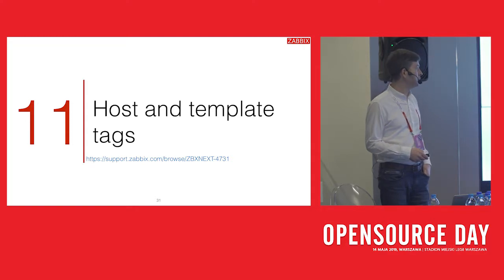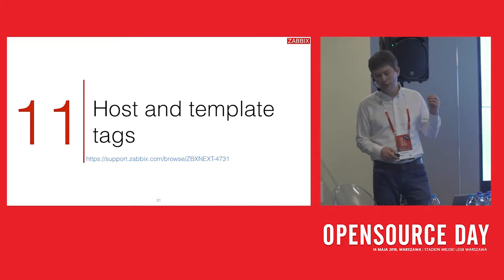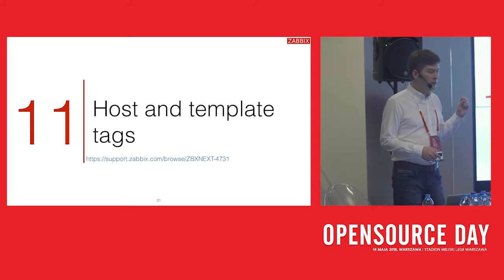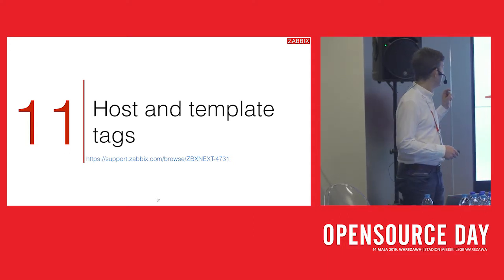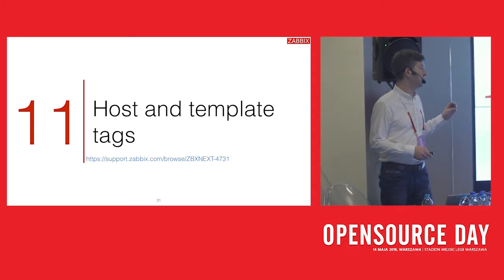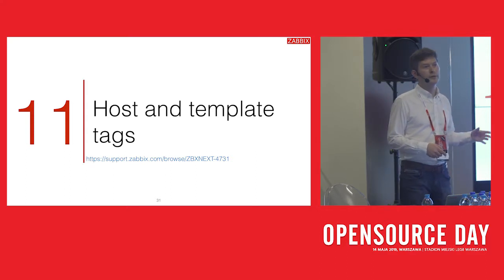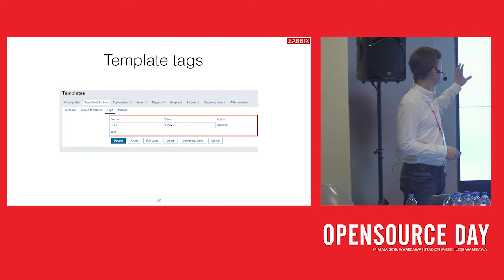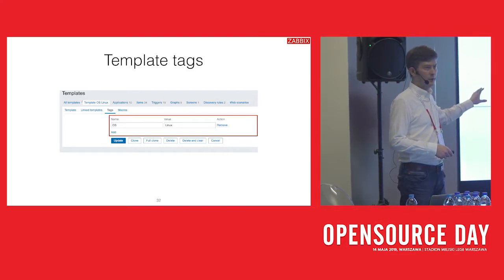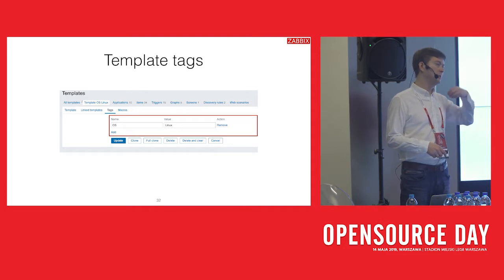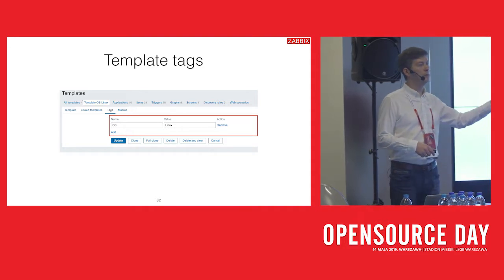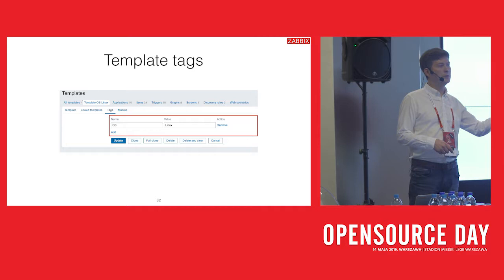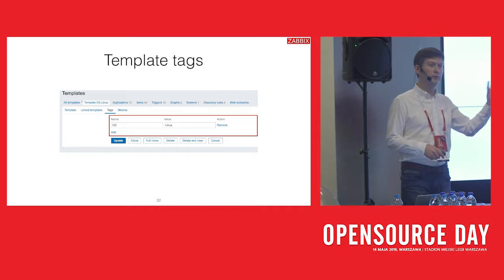It's about making tags easier to use and easier to maintain. So now we support tags on a template level, okay? Before, we supported tags only on trigger level. A trigger creates a problem, and the problem would use the tags from a trigger.